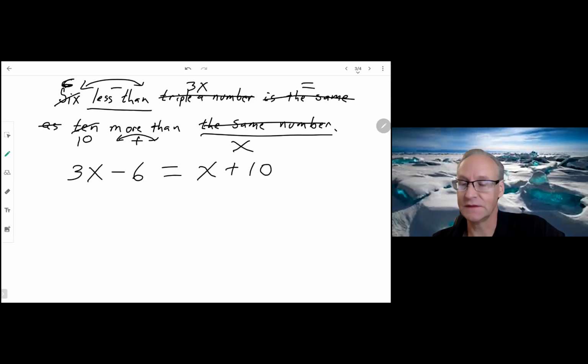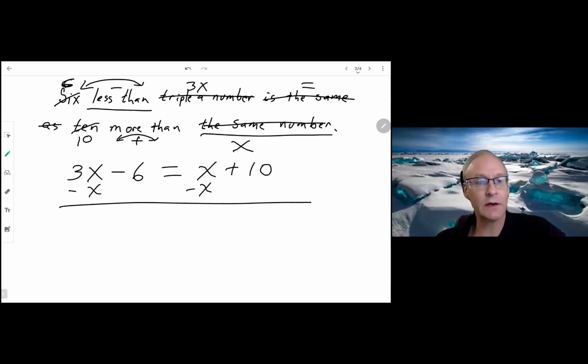Watching me do this is not going to do you any good. You could watch math videos for the next 10 years, maybe 100 a day, and you still won't be able to do any math. Math requires that you try it yourself. So I'm going to subtract x from both sides.